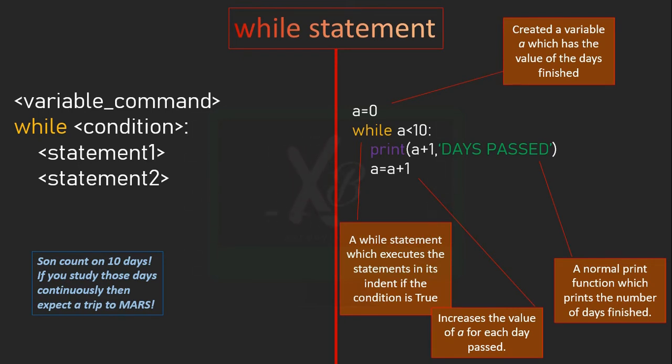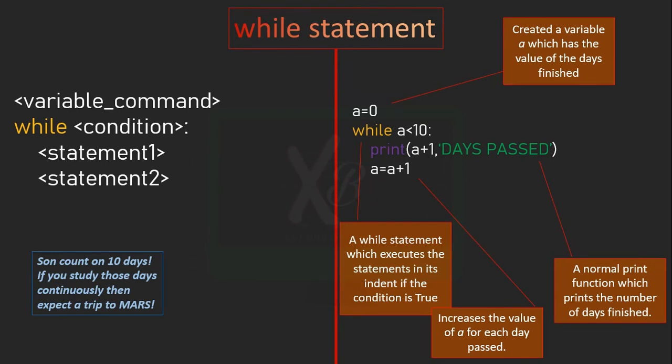And then a while statement, which executes the statements in its indent if the condition is true. We know this from the if condition, how the condition works. Whenever the condition is true, the indented commands run. Now see here, while a less than 10. Why did I write 10? Because 10 were the days. And then what I did was print a plus 1, comma, days passed. If you know what this print command is, I've written first the variable a, plus the addition operator, and then 1, so a plus 1, and then comma, days passed.